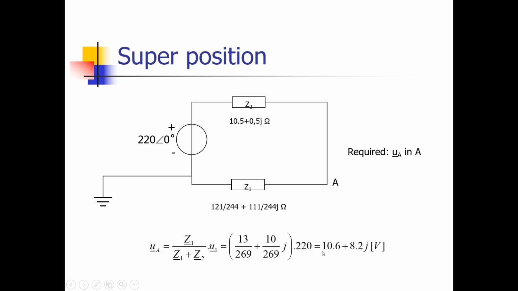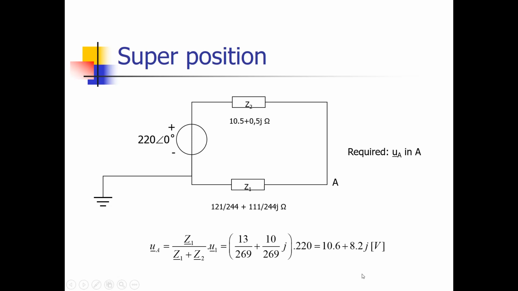And when we do that, we see it over here, we get this as a solution. Well, UA is 10.6 volt, which is the real part, plus 8.2 times J volt, which is the imaginary part. So also the voltage is a complex voltage written over here. So, well, this was the first part, and now we can do the same with the second part.